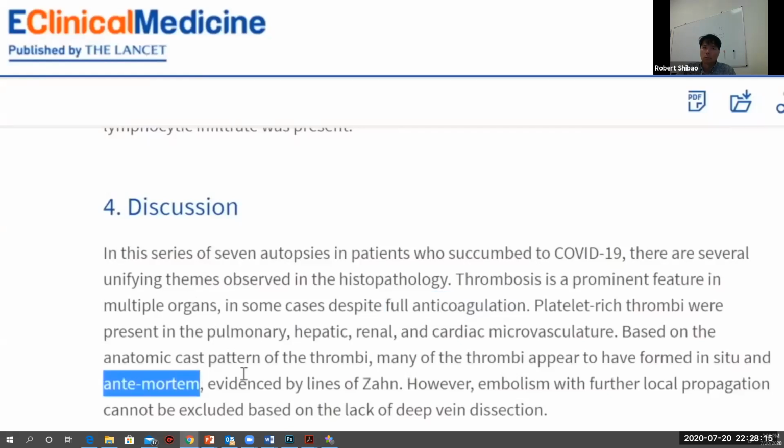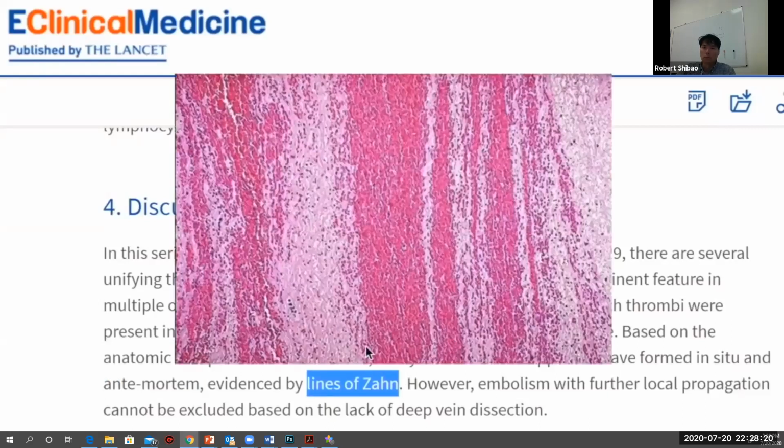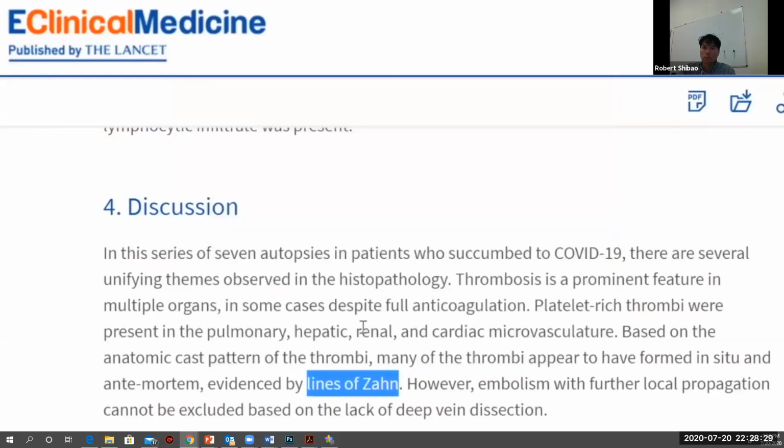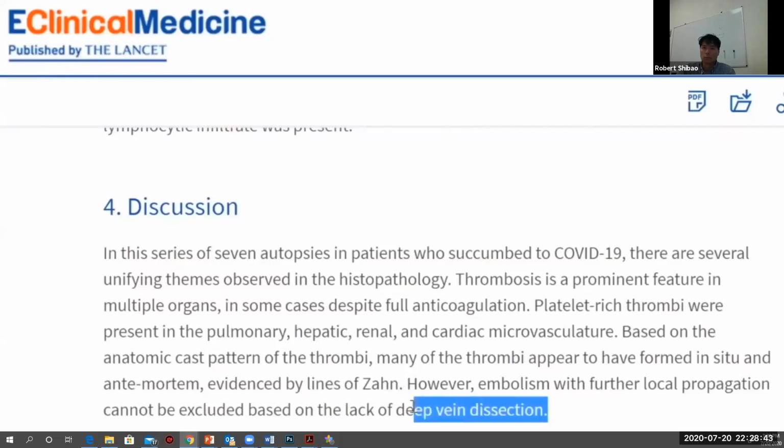How do we know that? It's because of these lines of Zahn. Lines of Zahn, as we showed you before, are these layers that form and show that the blood clots formed while blood was pumping, while there was fast flowing blood. And so obviously that's going to happen before somebody dies, not clotting after they die. However, they say here that embolism with further local propagation cannot be excluded based on the lack of deep vein dissection. In other words, they didn't look at the deep veins in the autopsy to see if there were blood clots in those lower areas.